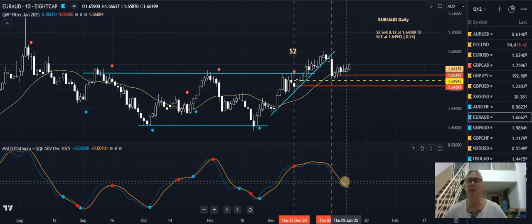So I'm just waiting to see. MACD Platinum's below the zero level. Now, generally when the Aussie's going down, this will be going up. So we'll wait and see what happens.